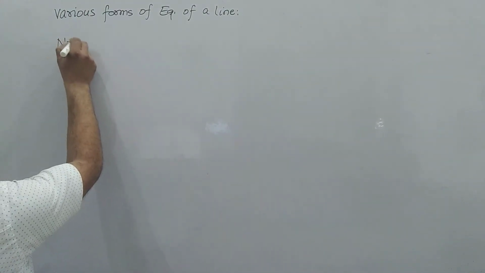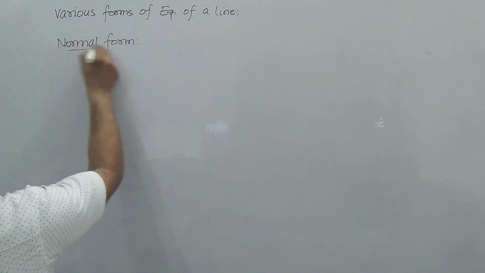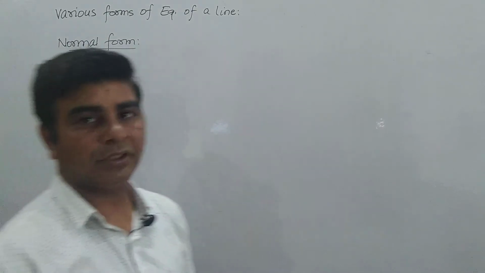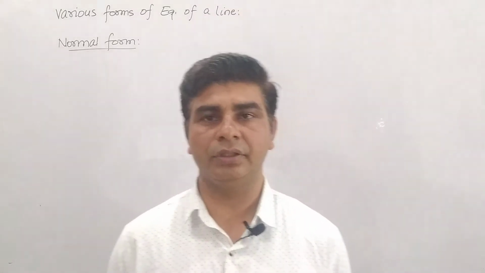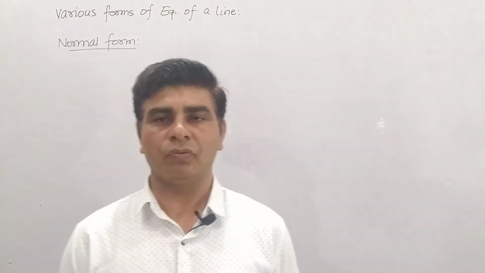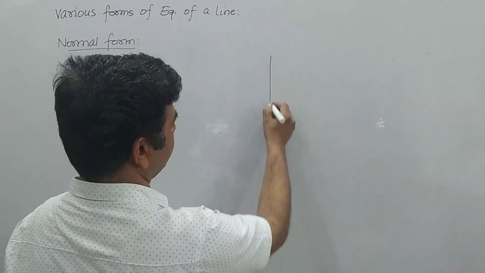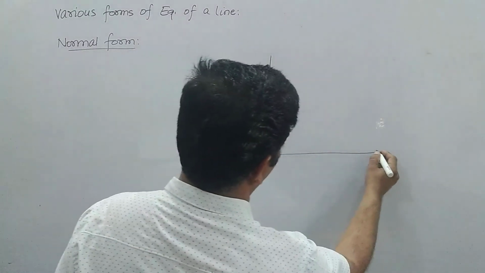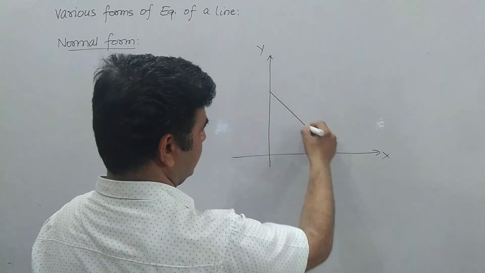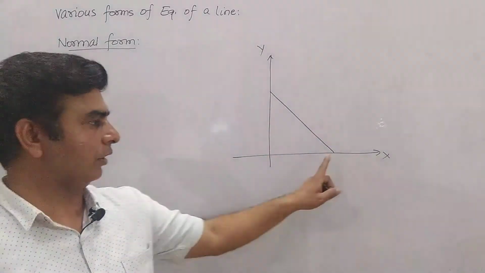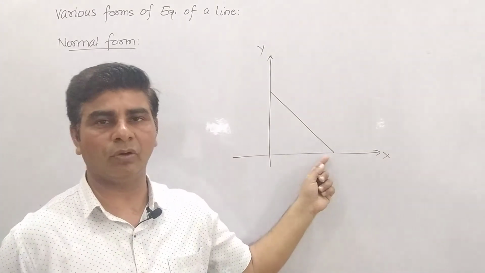Now let me discuss the normal form. My dear students, in this case you are given the perpendicular distance from the origin to the line. It will be like this. This is your y-axis, this is your x-axis. This is the given line.